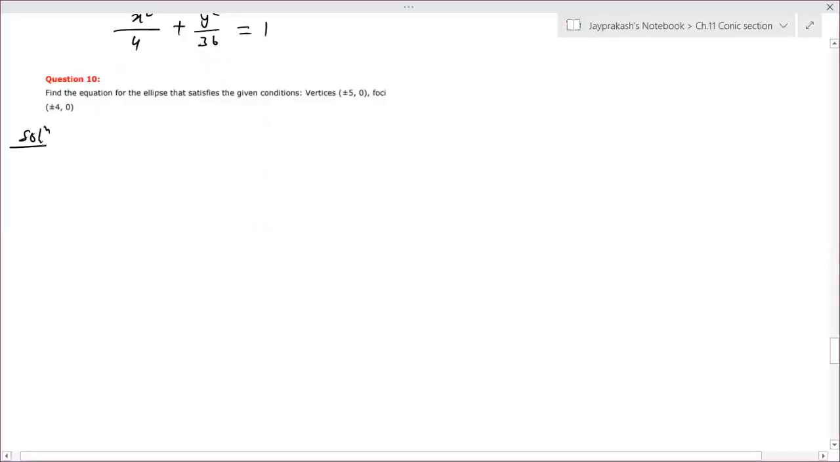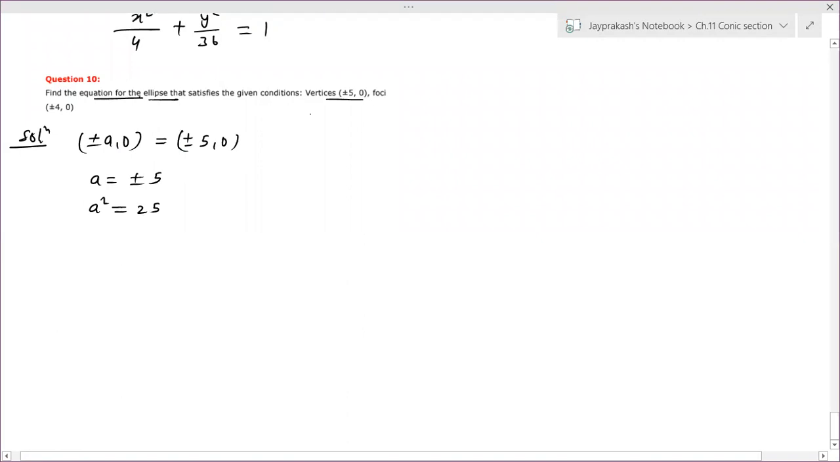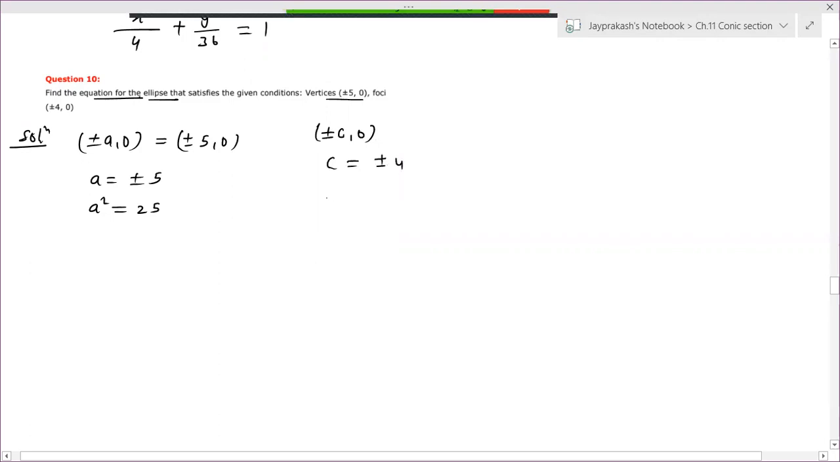Okay, from question number 10, we have to find the equation of the ellipse. Here the given vertices are plus minus 5 comma 0. That means plus minus a comma 0 is given as plus minus 5 comma 0, so a is plus minus 5. Then a square is 25. And the foci means plus minus c comma 0. We are given that c is plus minus 4, so c square is 16.